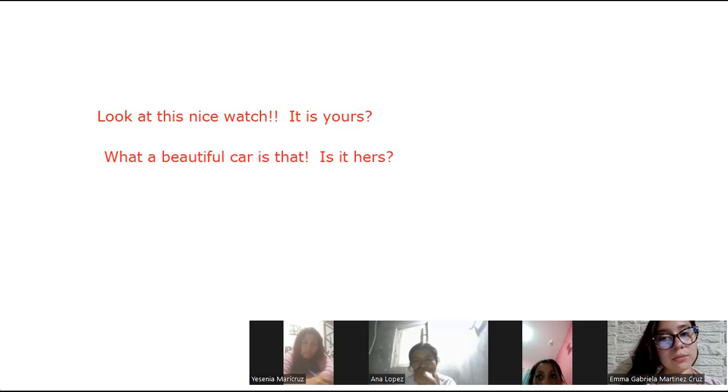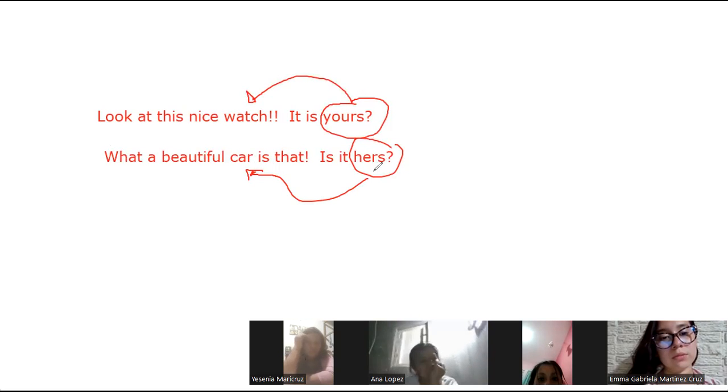So basically, guys, this is key. When I'm using the pronoun, I am substituting, I'm not mentioning the noun, because the pronoun comes to replace the noun. That's why it's a pronoun. But if I want to say the adjective, I have to say it like this: what a beautiful car is that, or that is.